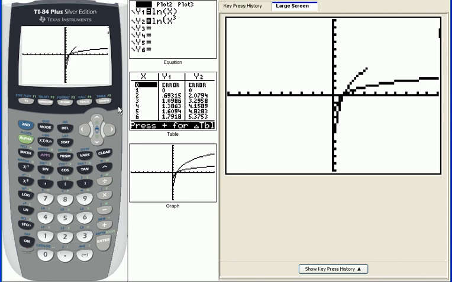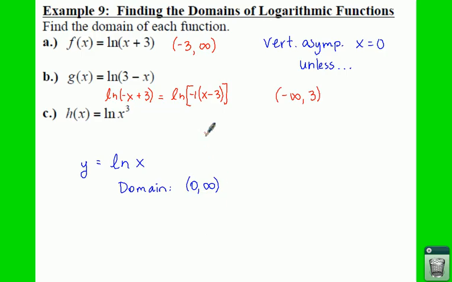There's our first parent function. Hey, if you have x to the third, it doesn't shift it anywhere. You're not shifting left or right or up or down. You still end up with the same domain from 0 to infinity.